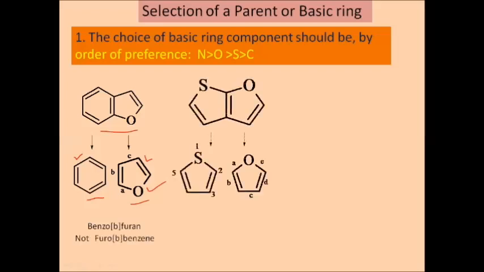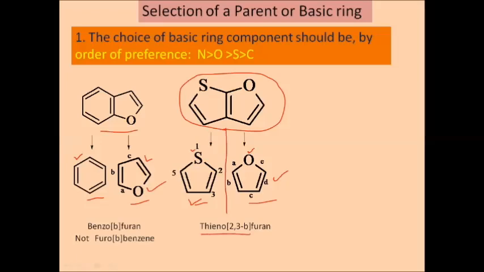In another example, thiophene ring and furan ring are fused together. In this fused heterocyclic ring, between the oxygen and sulfur, we will give the preference to the oxygen. So furan is the basic ring and thiophene ring is the substituent ring. So we will write the IUPAC name of the fused ring: thieno[2,3-b]furan.